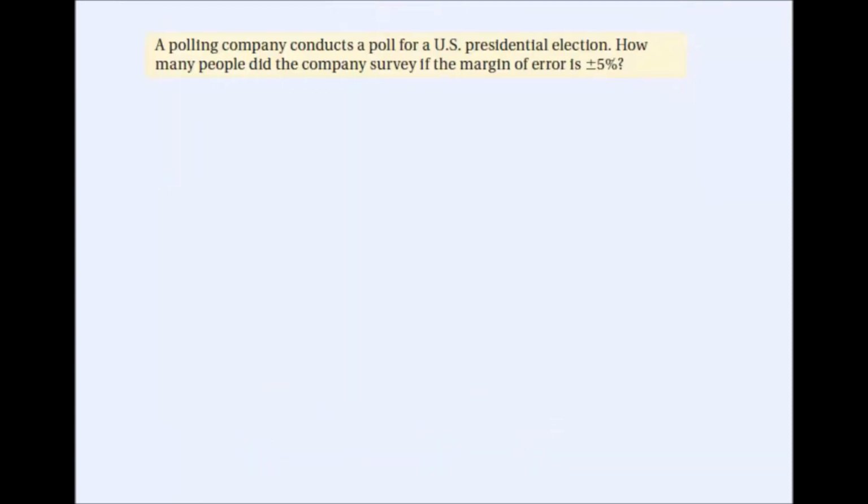It's easy to find the margin of error, but it's a little trickier to find the number of people. It says a polling company conducts a poll for a US presidential election. How many people did the company survey if the margin of error is plus or minus 5%? So we can set it up into the formula: plus or minus 0.05 equals 1 over the square root of the number of people. That's also plus or minus, but because it's on both sides, we don't need to care about that. We can just write 0.05 equals 1 over the square root of n. And of course, I got 0.05 because it comes from 5%.